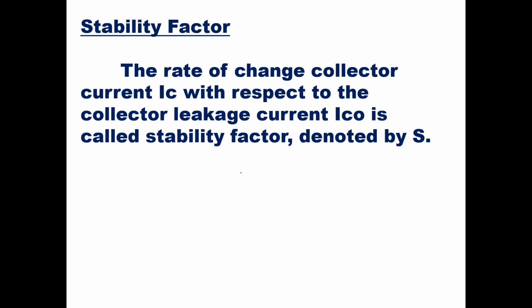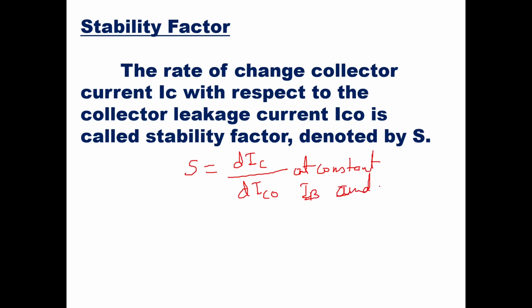And in stabilization, what is the stability factor? The rate of change of collector current with respect to the collector leakage current is called the stability factor, and it is denoted by S. So if you write stability factor S, it is equal to the rate of change of collector current upon the rate of change of collector leakage current, at constant base current IB and the amplification factor in common emitter configuration, that is beta.